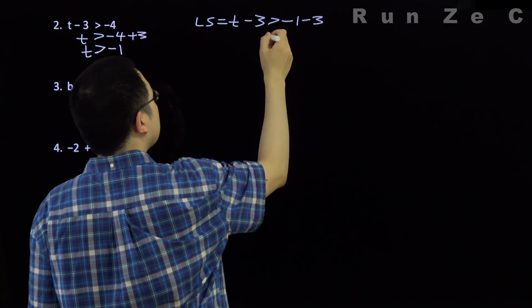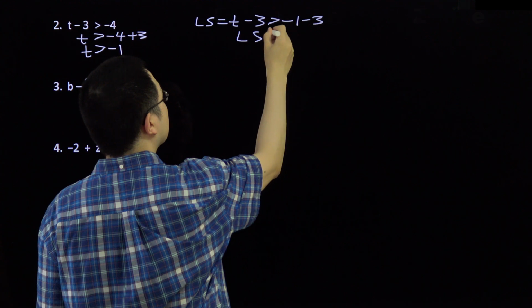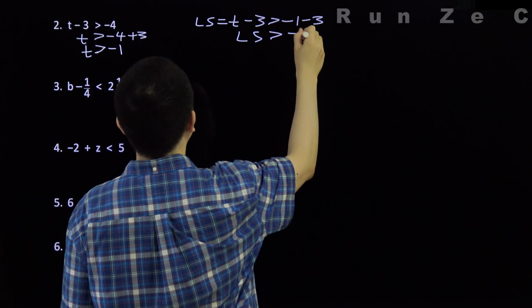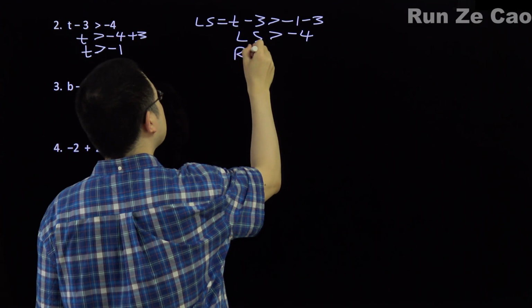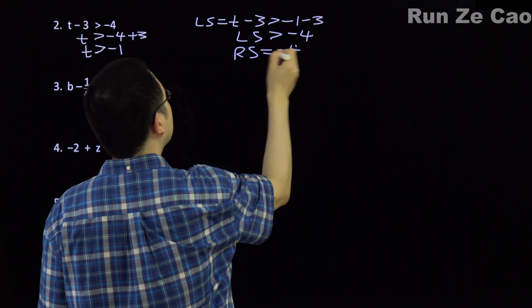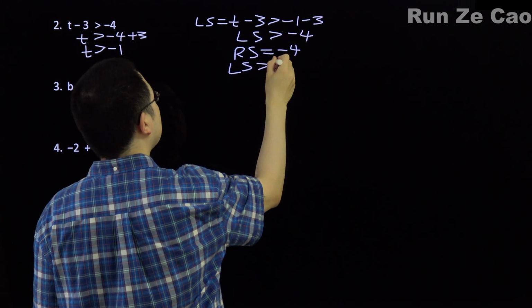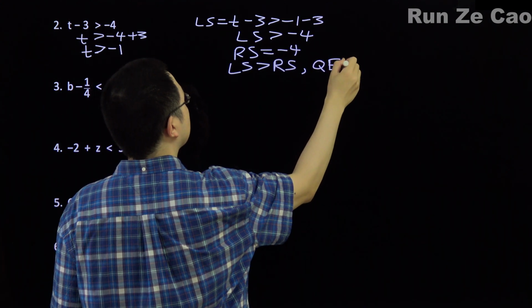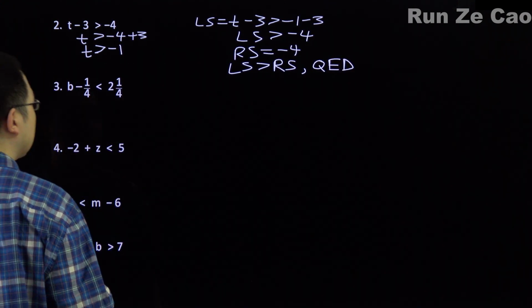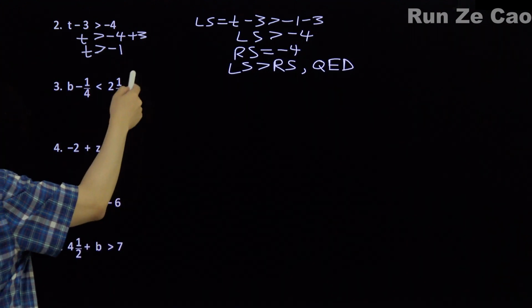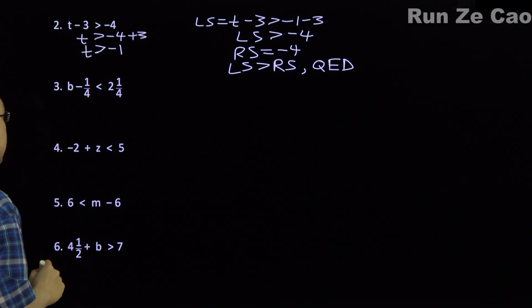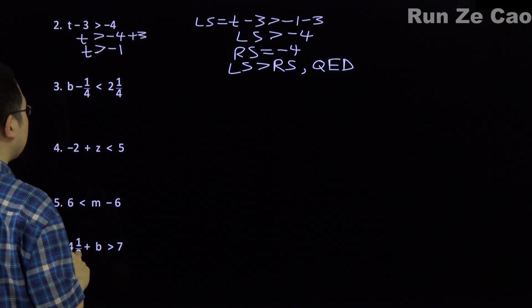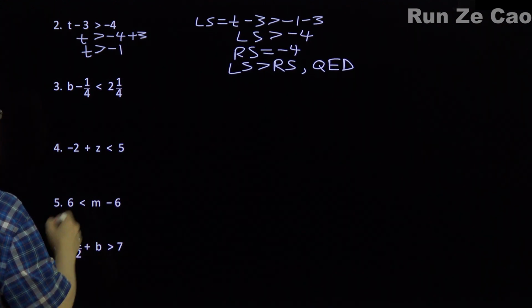So you end up with left side is greater than negative 4. Right side equals negative 4. Left side is greater than right side. Oh, hey, we've just shown that this answer is correct. b minus 1/4 is less than 2 1/4.